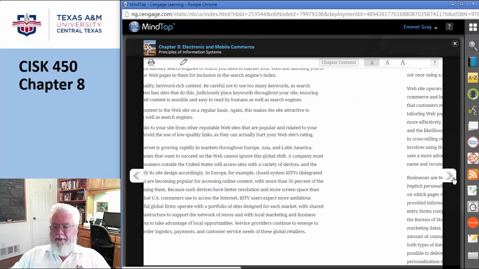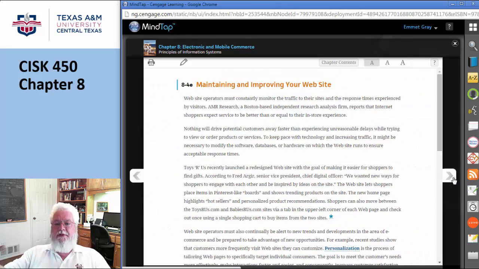The next thing we're going to talk about is maintaining and improving your website, because remember, Web 2.0 is all about interactive. It's not just a static web page out there that people just come to see and don't ever do anything with. They're going to be posting information.